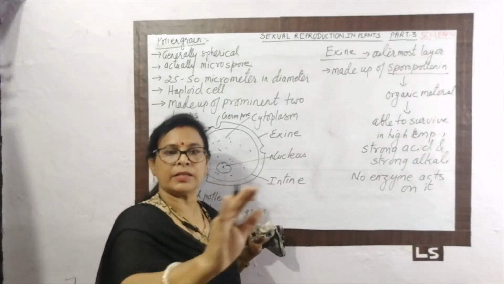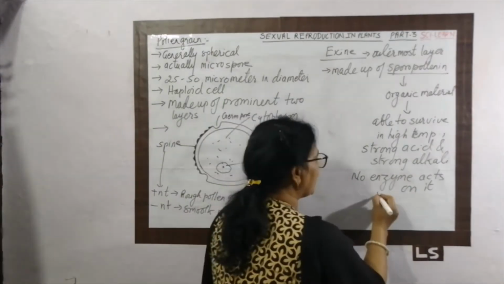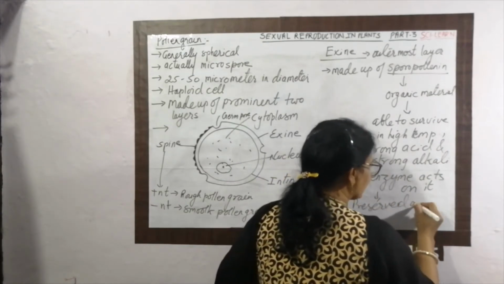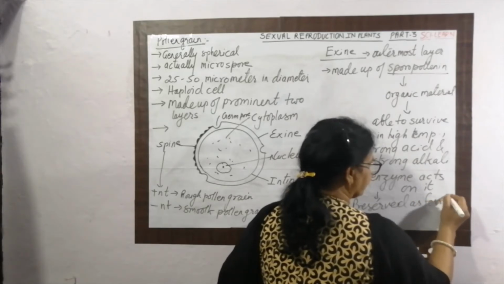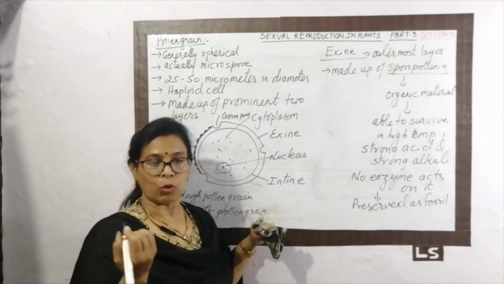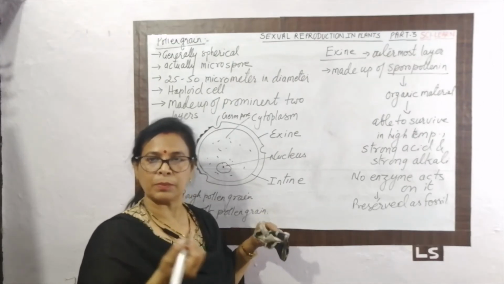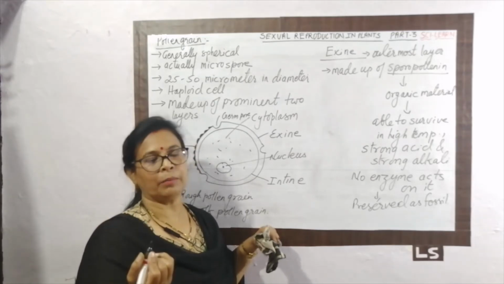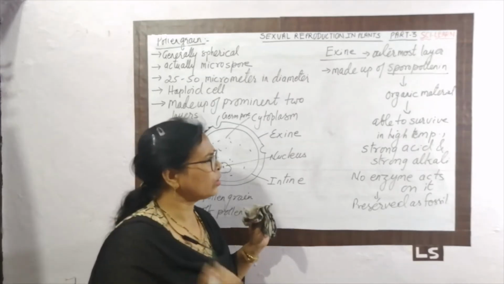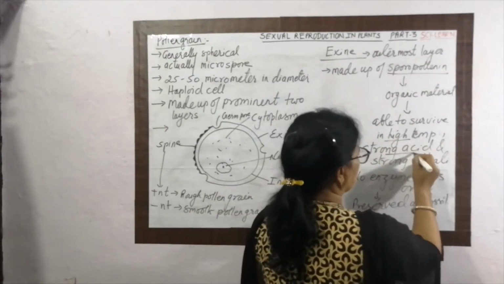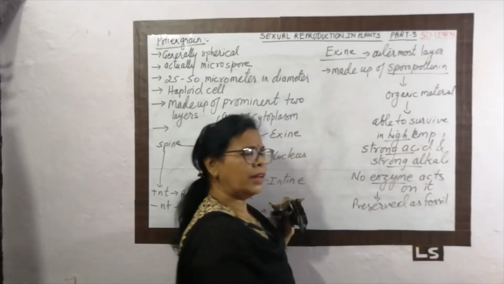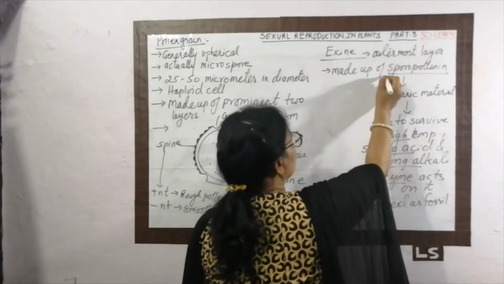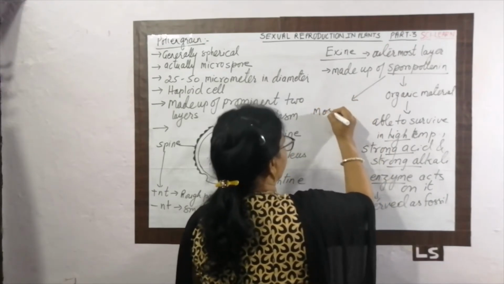इसके ऊपर किसी एंजाइम का असर भी नहीं होता. So it is preserved as fossil. It is very much hard. कि बहुत हार्ड है, हार्डेस्ट नोन सब्सटेंस है. Sporopollenin is the hardest substance, and it is made up of organic material. No temperature, strong acid, strong alkali, or enzyme acts on it. कोई भी इसके ऊपर effect नहीं डालता. It means it is the most resistant substance.